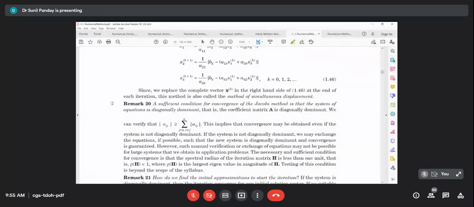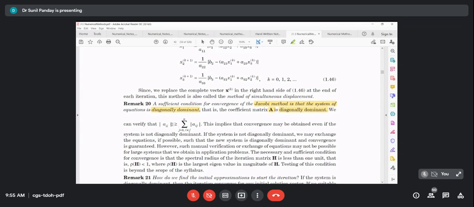So here is the remark you can see: the sufficient condition for the convergence of the Jacobi method is that the system of equations is diagonally dominant. That is, the coefficient of the matrix A. When we write A as the coefficient matrix, capital X as the variable matrix, and equals to B on the right side for the right side matrix, the coefficients of this matrix A should be diagonally dominant.